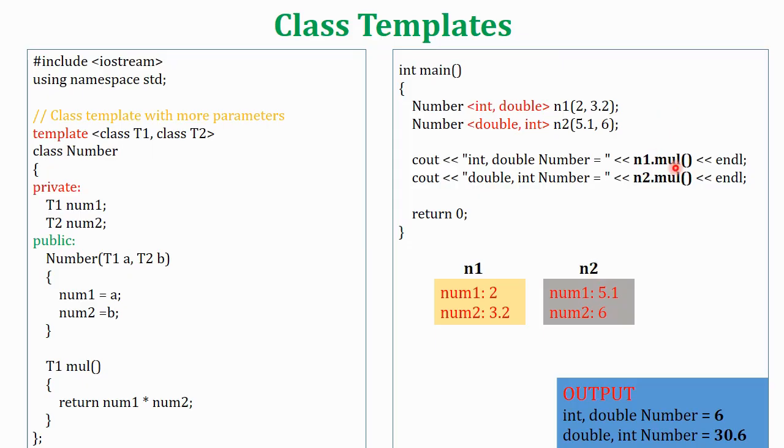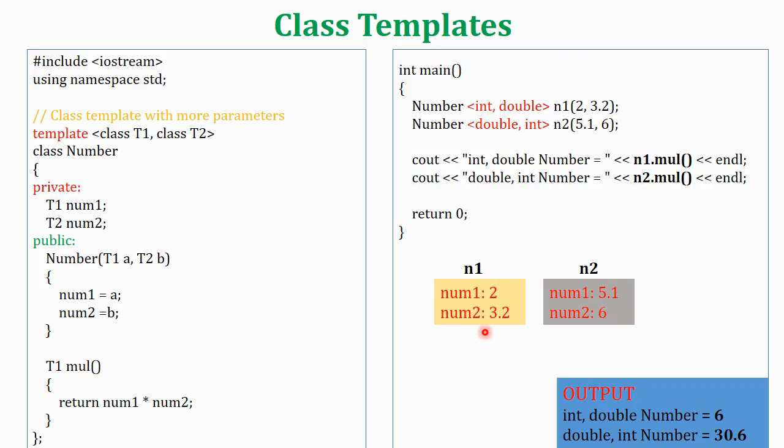Suppose n1.multiplication. So now n1.multiplication means number one value. See here n1, what is the number one value? 2. The number two value is 3.2. Both are multiplied, but the return type is integer. So now the result is 6.